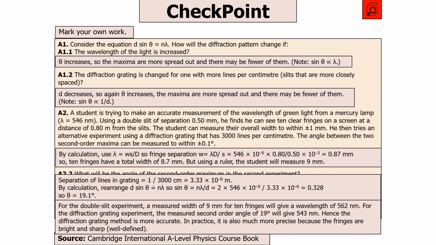As you can see, the diffraction grating, 0.1 over 19, will give us a much smaller answer, so therefore it's more accurate. And in addition, when you're using diffraction gratings, the images are brighter and more well defined, so it's easier to measure more accurately as well.